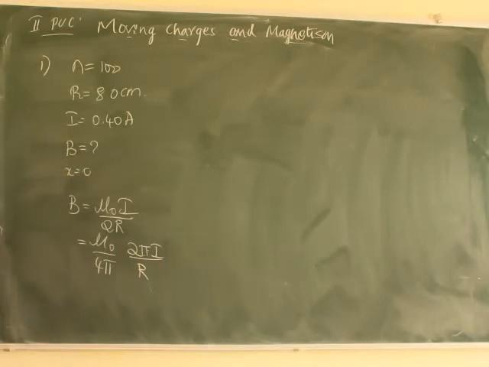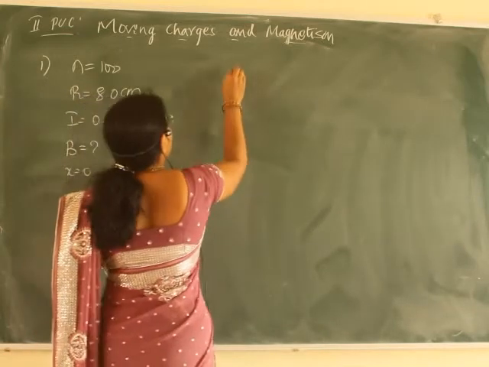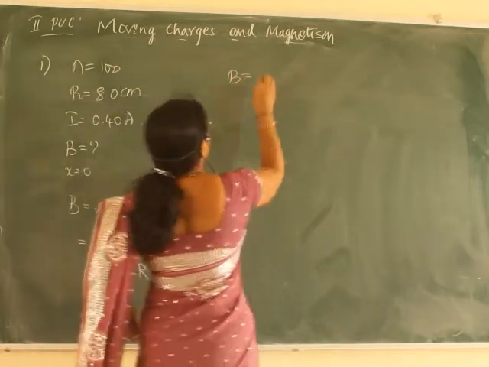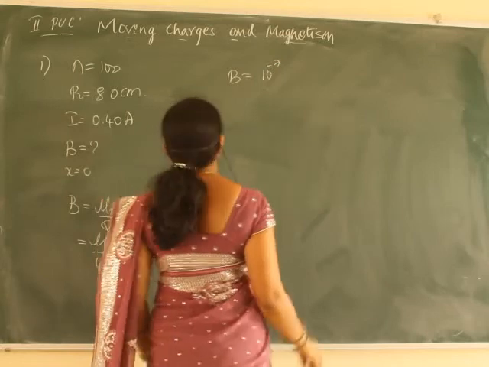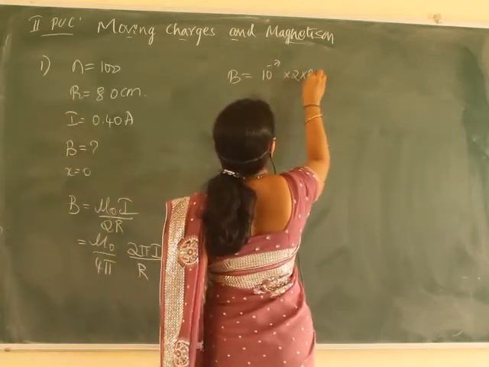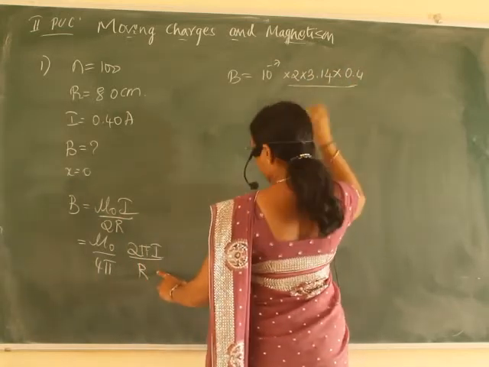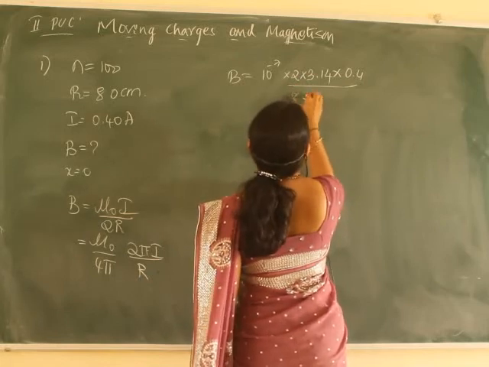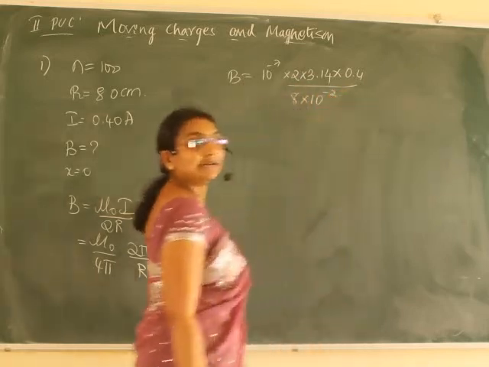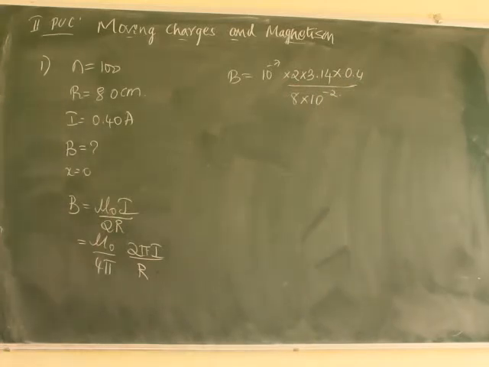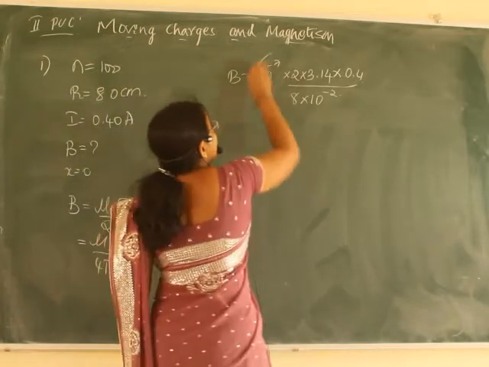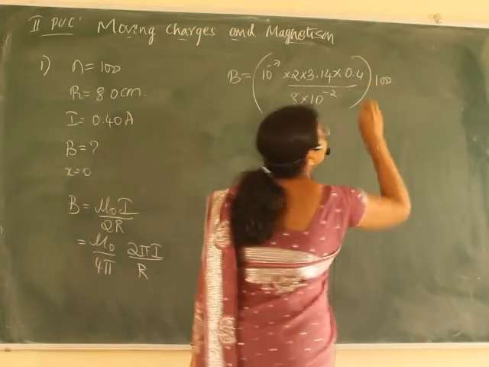So therefore, when we substitute, what do we get? B is equal to mu naught by 4 pi, which is 10 to the power minus 7, into 2 into 3.14 into I, which is 0.4, divided by R, which is 8 centimeter, that is 8 into 10 to the power minus 2 meter. Correct? So B is equal to 10 to the power minus 7 into 2 into 3.14 into 0.4 divided by 8 into 10 to the power minus 2. But there are 100 turns. This is for a single turn. If there are 100 turns, therefore it is into 100.